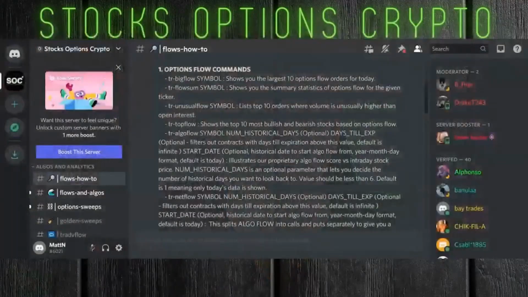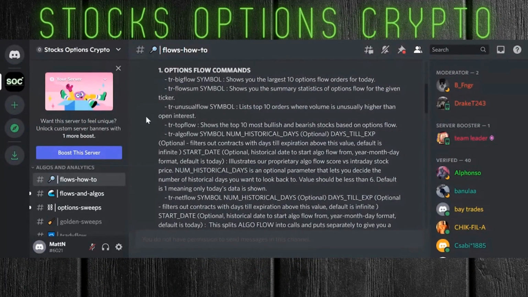I'm going to show you what commands to enter and how to understand them. So let me get that up on the screen. We'll go over them one by one. I'll explain them fully. Here you go. I'm in SOC, Stock Options Crypto Discord. I look under How To, the option flow command.